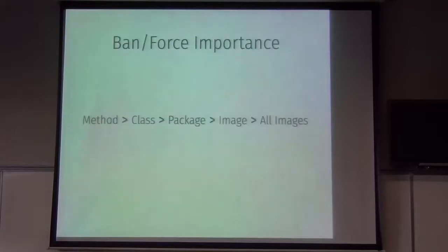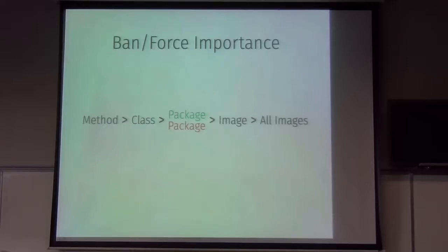And then this is the way things are checked. So when a rule tries to validate a method, it first checks if the rule is banned for that method, or for that class, or for the package, or for the image, and so on. And this is important because now for packages, you can either ban rules or enforce rules. So everything which goes before package is more important.